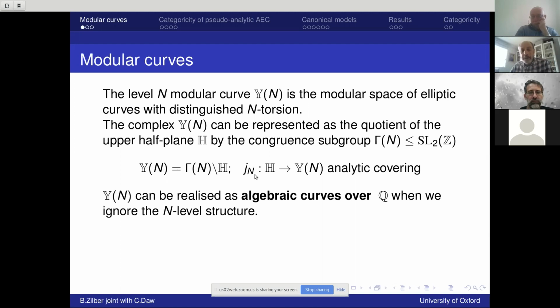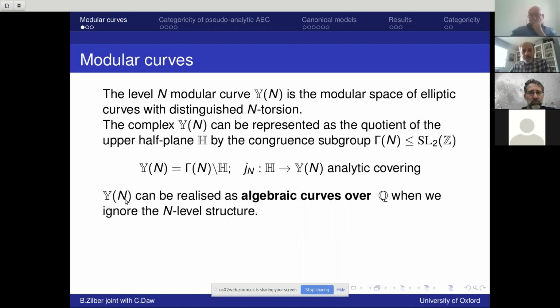And then you also have this map that gives you this analytic covering, and when n equals 1, this map is called the J function or J invariant, which gives you a module of an elliptic curve, or the invariant of the elliptic curve. Right. So usually you will see these algebraic curves defined over the cyclotomic field of the corresponding degree.